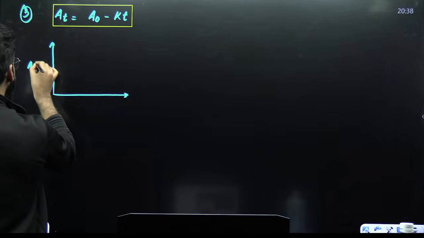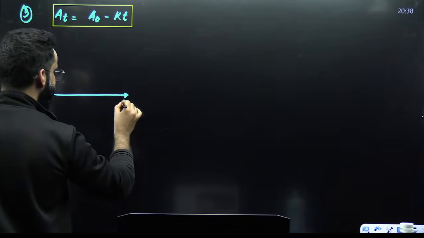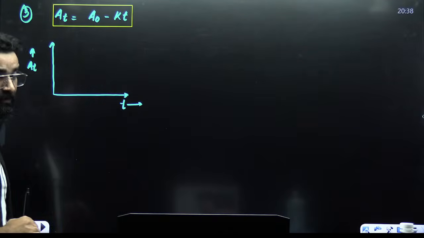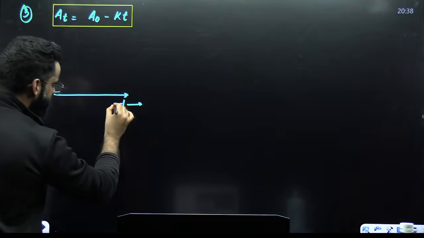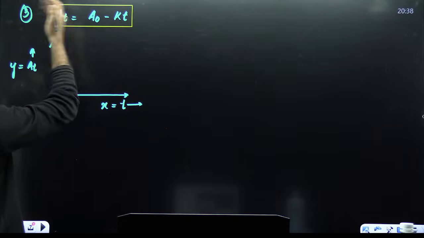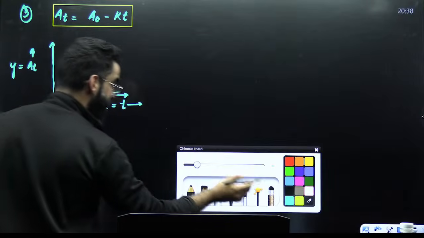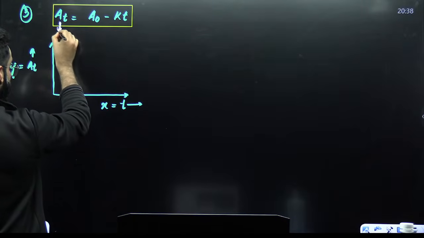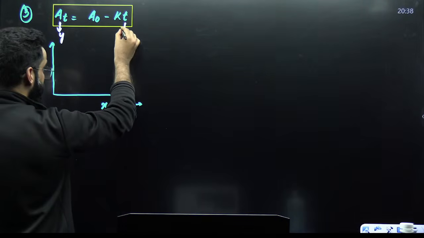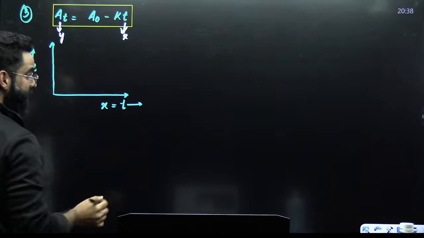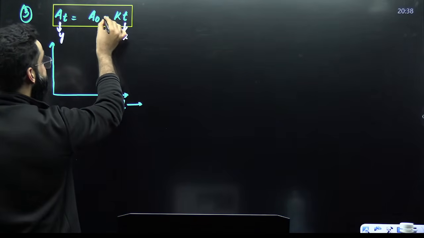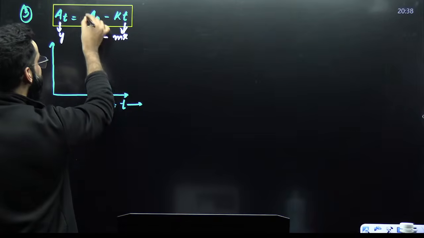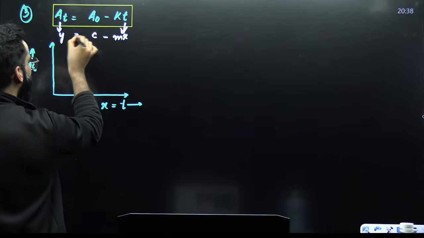Now understand. At you are plotting along the y-axis, t you are plotting along the x-axis. Before x, what do we write? We write m before x. The sign here is minus, and this term I'll be calling as c.